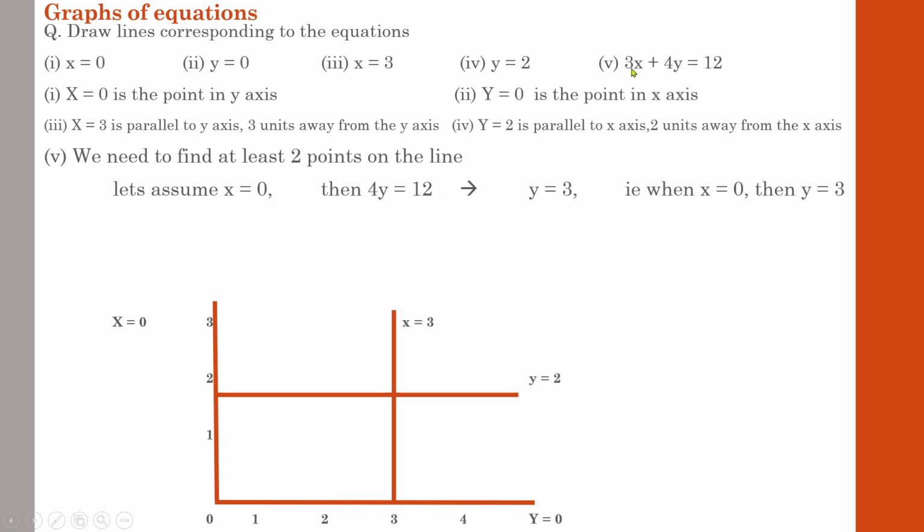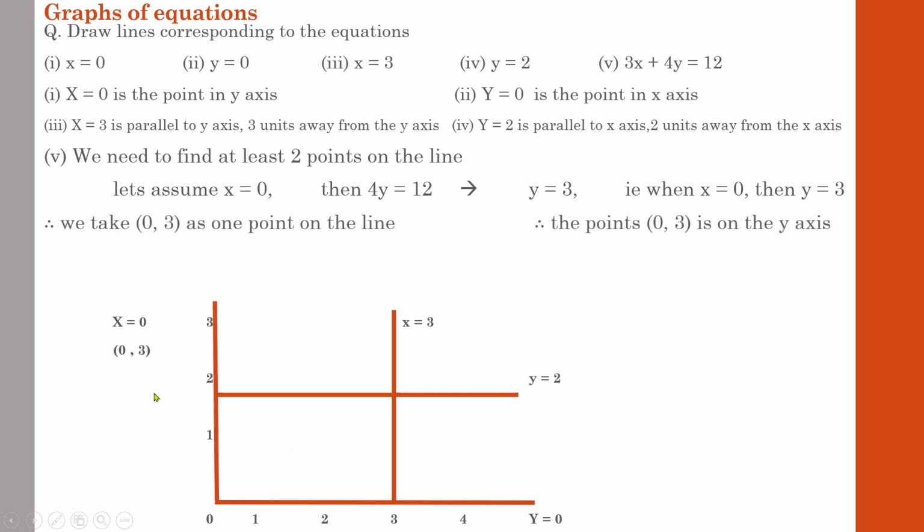Because when x equal to 0, 3 into x, 0, means 0. So remaining is 4y equal to 12. y equal to 12 by 4, you will get 3. So when x equal to 0, y is 3, and you need to mark a point 3 on the y-axis. So let us draw a point. So our first point is (0, 3).